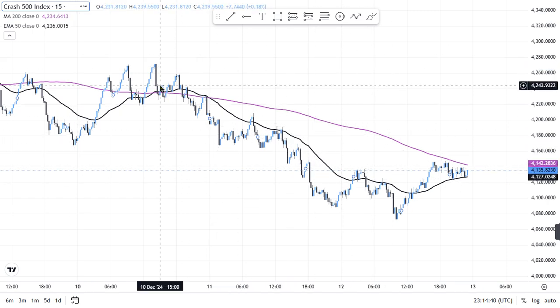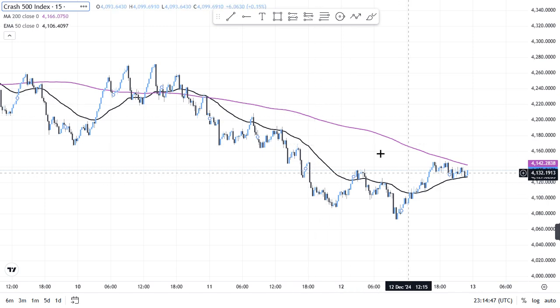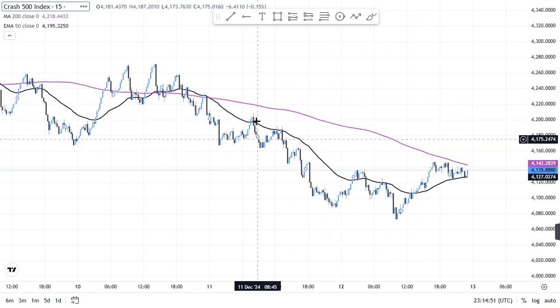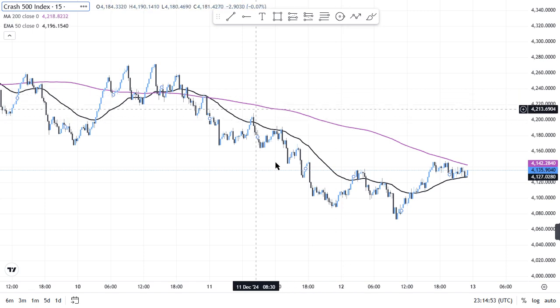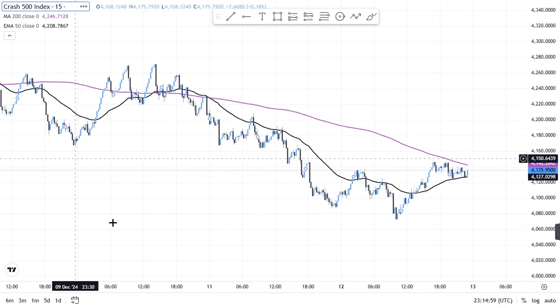So first of all, I'm going to add those moving averages that you are seeing on the chart, right? The purple moving average is the 200 moving average, and the black one is the 50 moving average. Both of them are exponential moving averages applied to close. So this is what I want you to add on a chart.